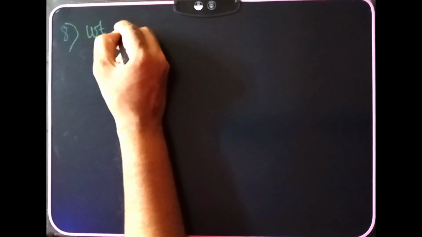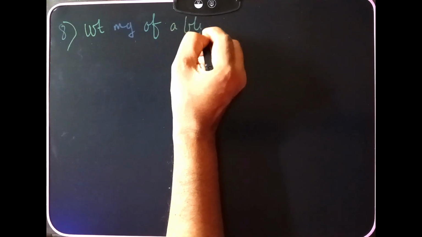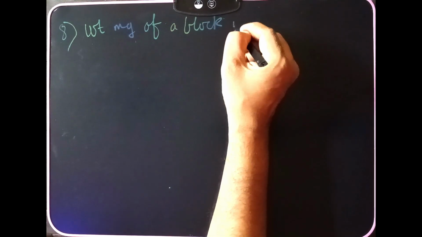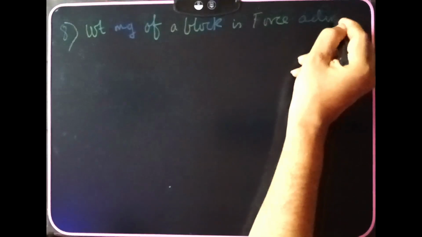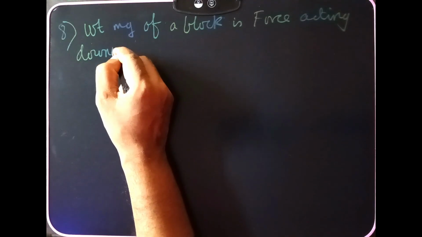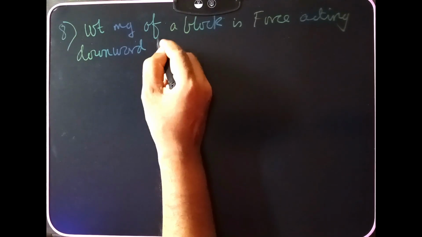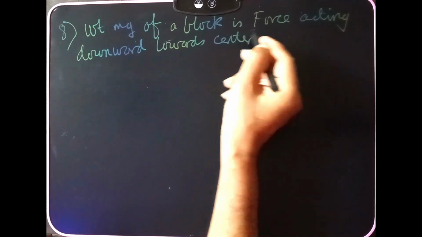Weight mg of a block is the force acting downward, towards the center of earth.